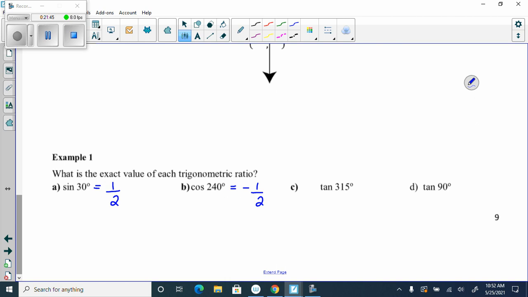I'm going to give you one hint for tan 315. It works out to a nice number once you divide the ugly numbers.